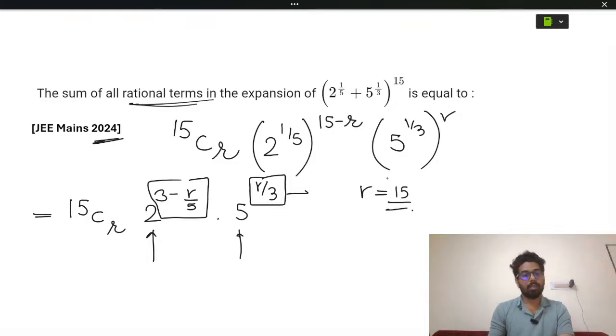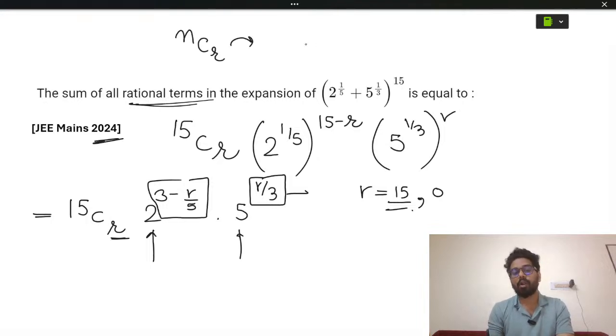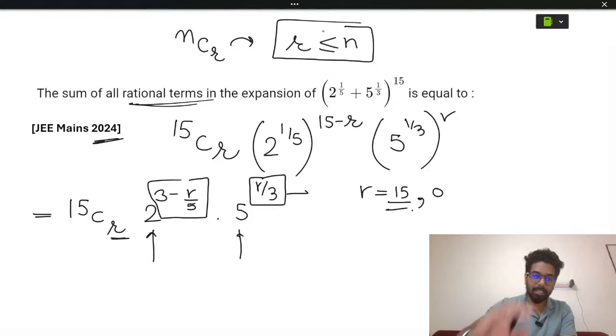Okay? Or r can be 0. Multiples of 15 can be 0, 15, 30, 45 and so on. Obviously r cannot be more than 15, because there is a limitation when we are saying nCr. By default, you should know that r has to be less than or equal to n. Okay, so that's what they have asked.